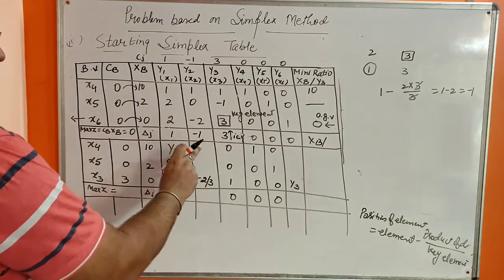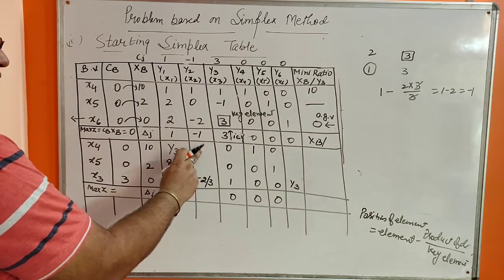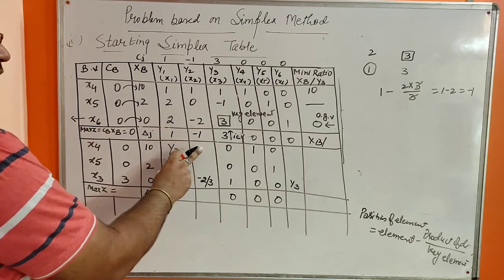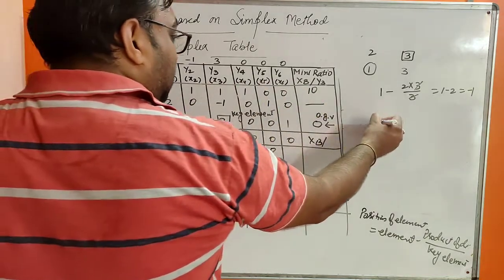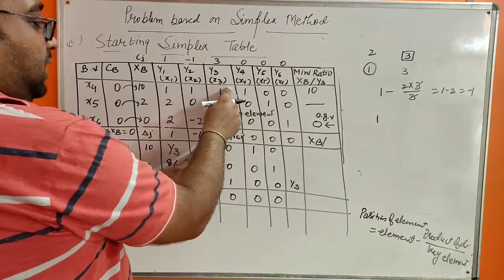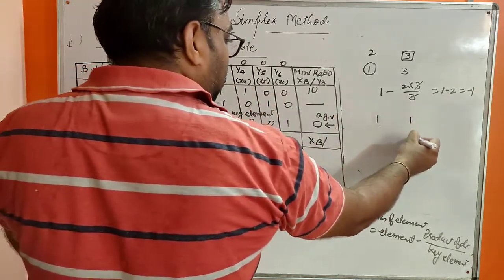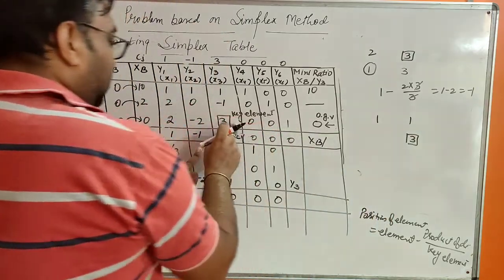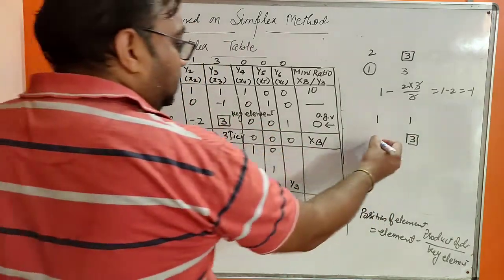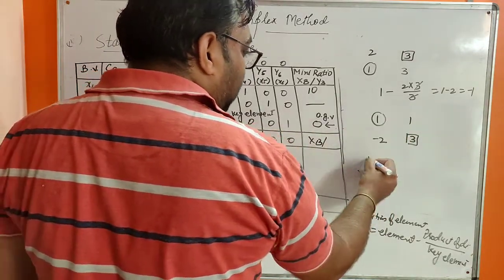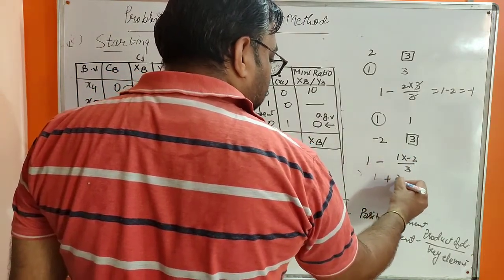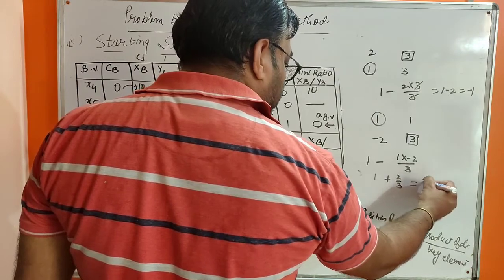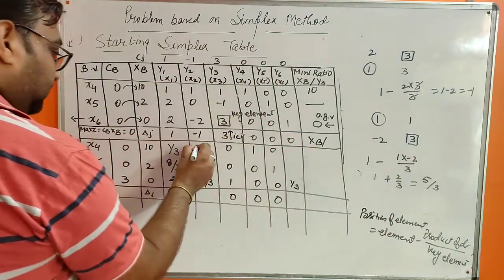Now moving on to the next step. Now we have to find this particular element. What is written at this place? That is 1. What is written in front of 1 in the key element column? 1. Right, key element, and in front of 3 is minus 2. So this we have to find. 1 minus 1 into minus 2 upon 3, that is 1 plus 2 by 3, that is 5 by 3.